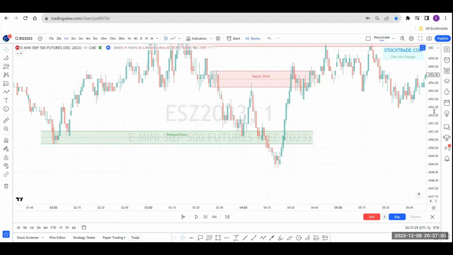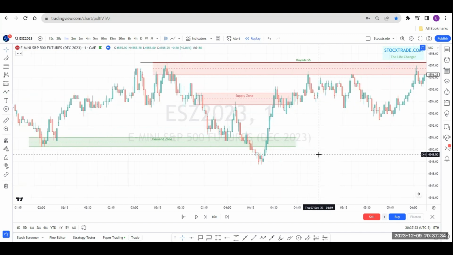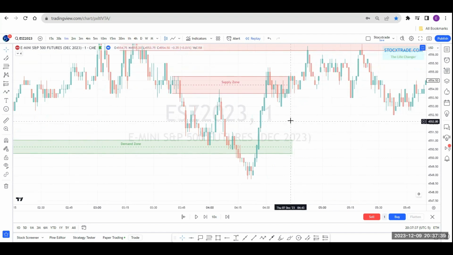As you could see, the candles are very impulsive. So can we put a stop market buy order? If it goes up, buy it, and then I'm getting the best price.